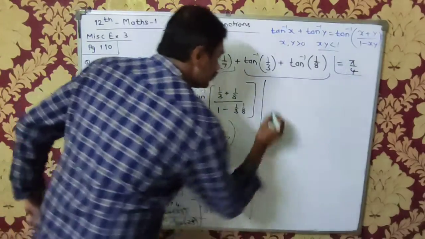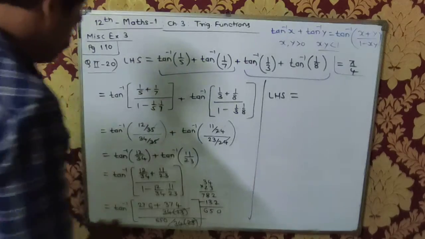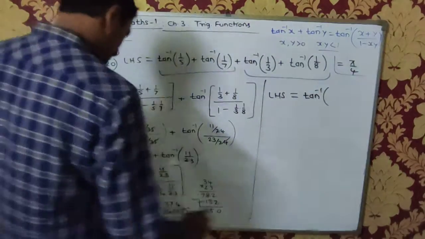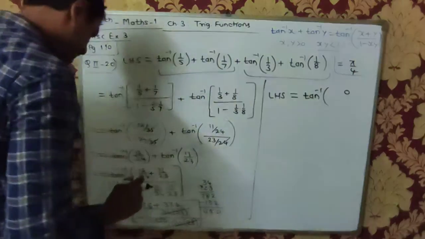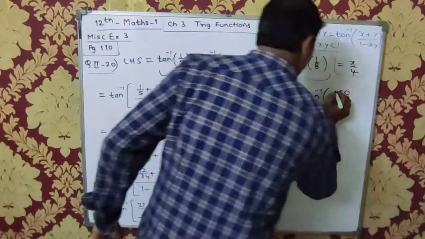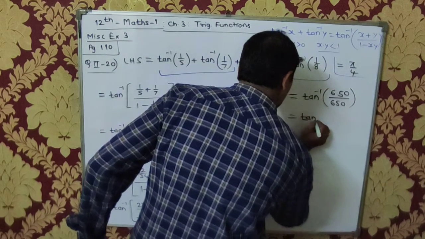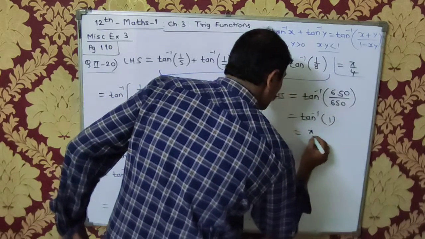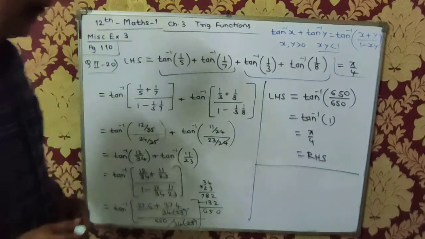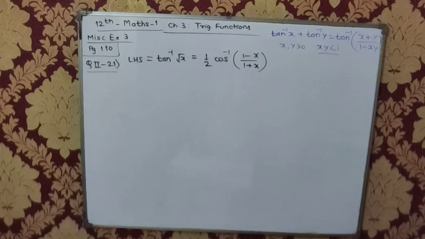And therefore the LHS is equal to, well, add these two numbers, tan inverse of 650 upon 650, and that is equal to tan inverse of 1, and that is equal to pi by 4, and that is equal to the RHS. Check if it is clear. Very easy. You have to use the same formula twice, back to back.